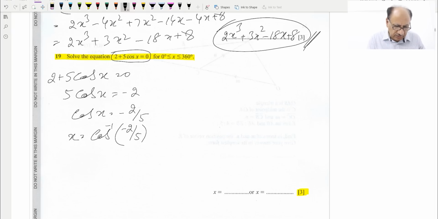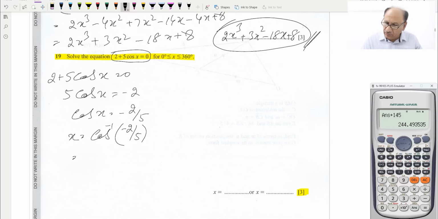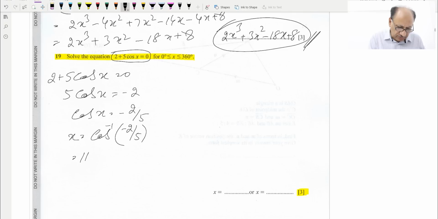And now we can calculate the angle, which is shift cos of minus 2 over 5, and this will be equal to 113.58 degrees. Now we need to understand the graph.